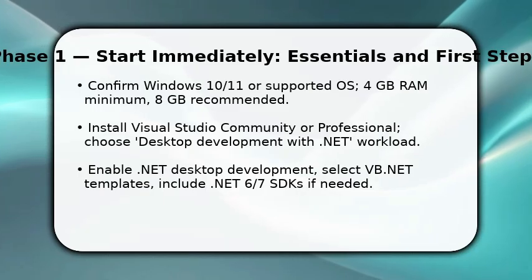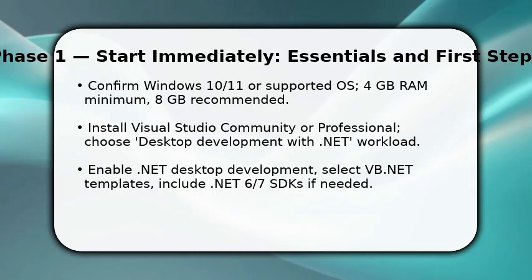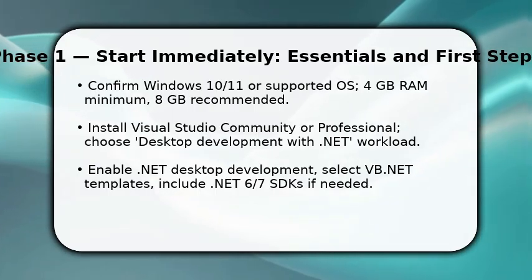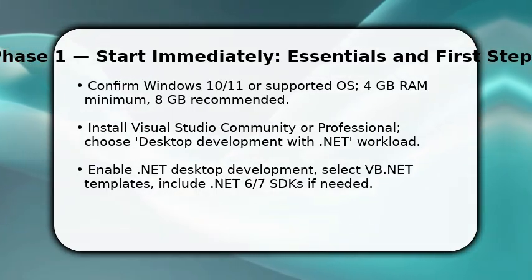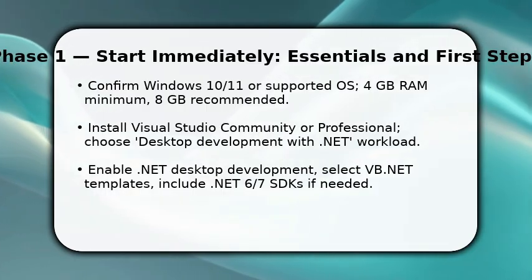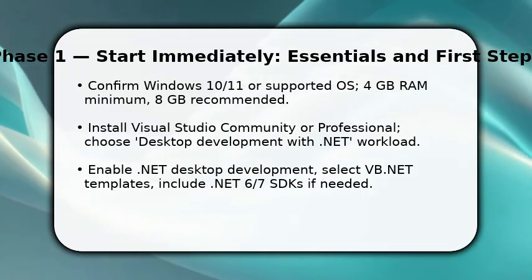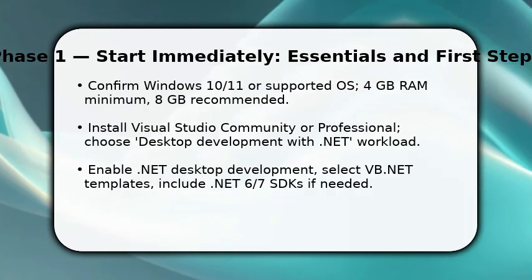Enjoy the video. You start by preparing the environment, make sure your PC meets minimum specs, then download Visual Studio Installer. Open the installer, select the desktop development with .NET workload, and check the VB.NET templates. Once done, add the .NET 6 or 7 SDK if you plan to target modern frameworks.